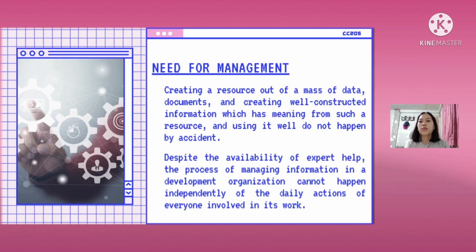Need for management. Creating a resource out of a mass of data and documents, and creating well-constructed information which has meaning from such a resource and using it well do not happen by accident. The process of managing information in a development organization cannot happen independently of the daily actions of everyone involved in its work. It involves everyone in the organization.